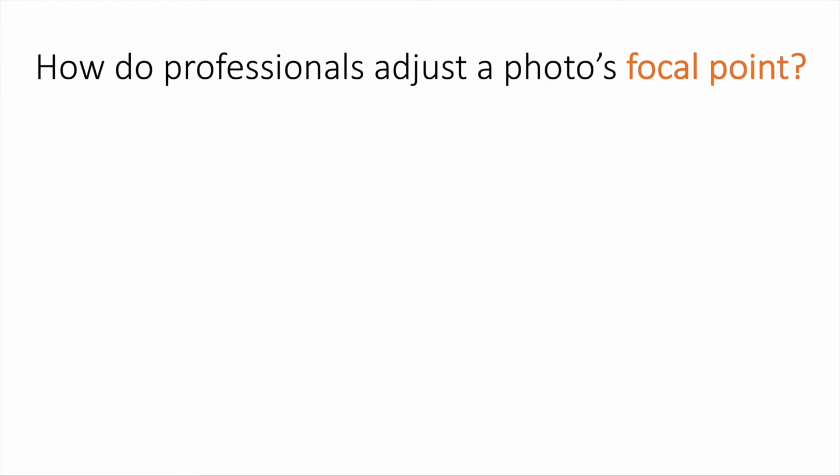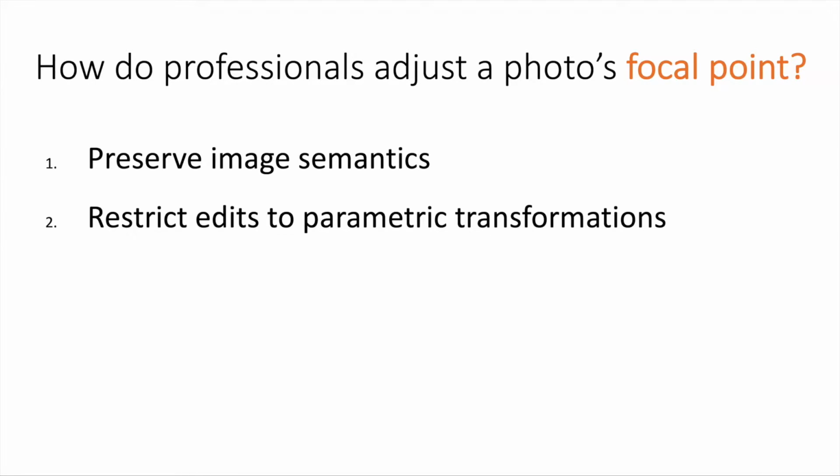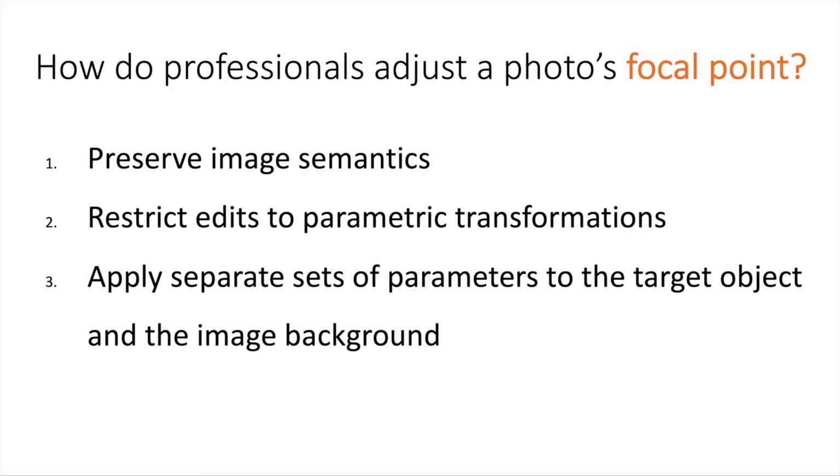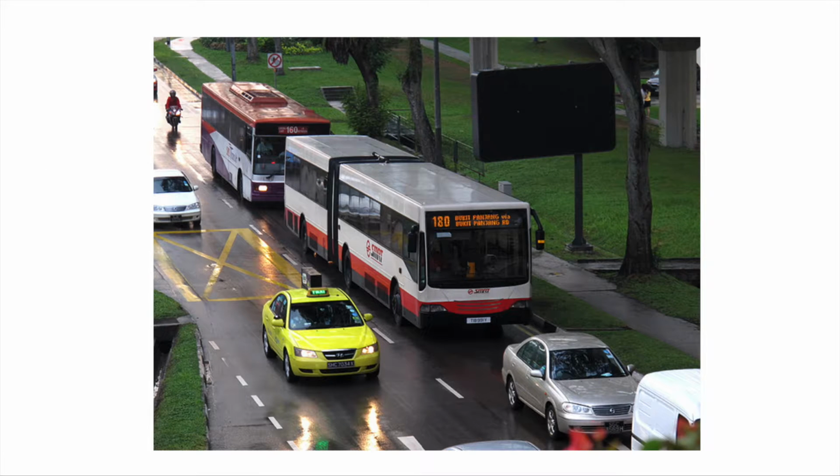Lessons from these studies show that when adjusting a photo's focal point, professionals preserve image semantics by restricting edits to parametric transformations, and more frequently than not, they apply separate sets of transformations to the target object and the image background. What if we could achieve the same objective automatically with a click of a button? Notice how the car has become more attention-capturing without major modifications to the rest of the image. This is an automatic result from our approach compared to the original.